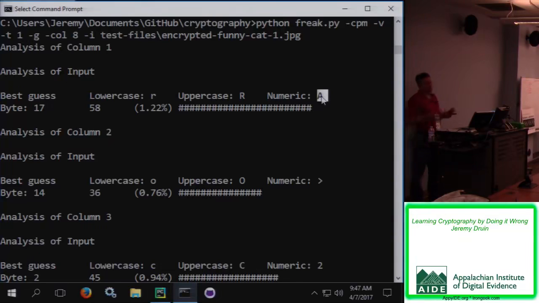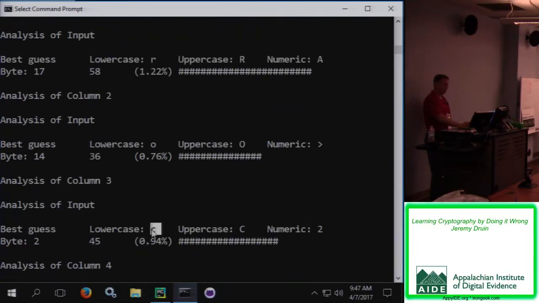I don't know. But it's probably the letter R. The second letter is probably the letter O. Is it capital or small? I don't really know. It could be a greater than symbol, but probably not, right? We're talking about humans here, okay?